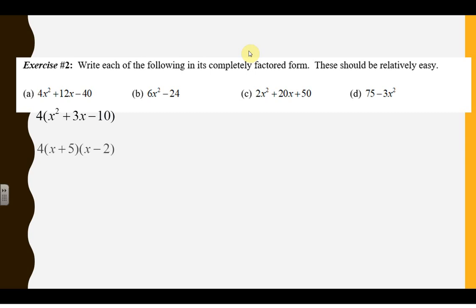GCF. And then it makes your life easier because now it's an easy trinomial: factors of 10 that subtract to give you 3 are 5 and 2. You could do factor by grouping in that method if you needed to. We just kind of skipped ahead on that because that is completely factored.